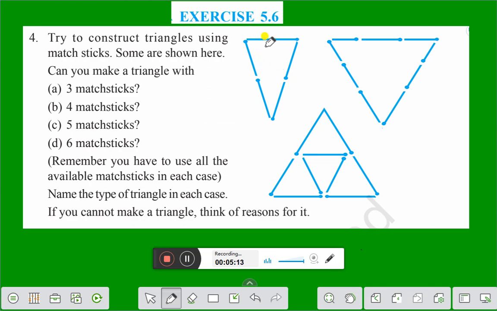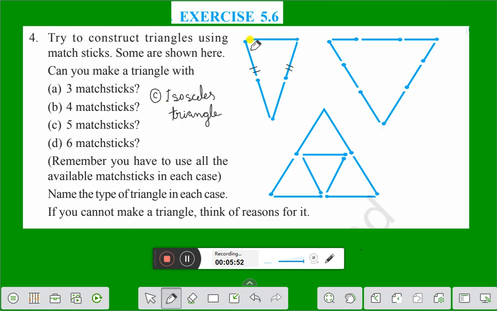Now, suppose this side has 2 matchsticks. That means this side and this side are same. That means two sides are same. Therefore, we can say that this is an isosceles triangle. This is an isosceles triangle.